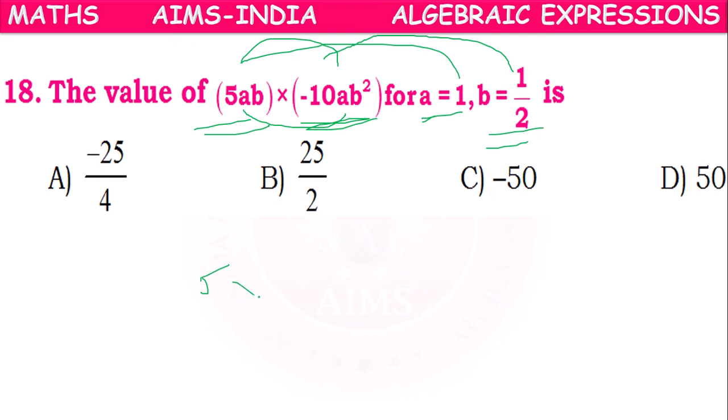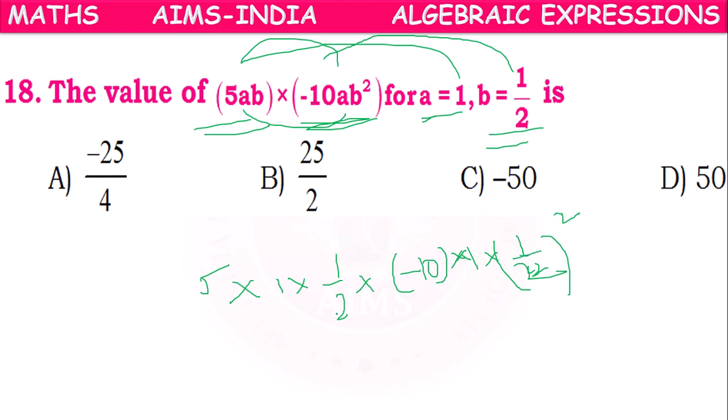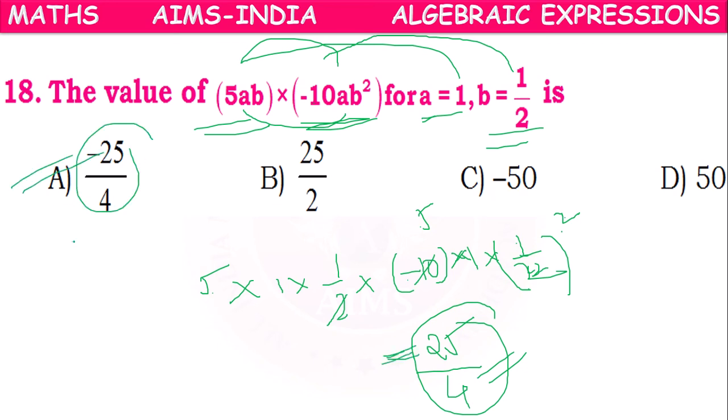Or, we can write as it is, 5 into, in the place of a, 1, in the place of b, 1 by 2, into minus 10, let's take as it is, in the place of a, 1, in the place of b, 1 by 2, whole square. 2, 5 times 10. In the numerator, we have 5 into 5, 25 by 1 square is 1, 2 square is 4. 25 by 4 is the answer. But we have minus here. So, minus 25 by 4 is the answer.